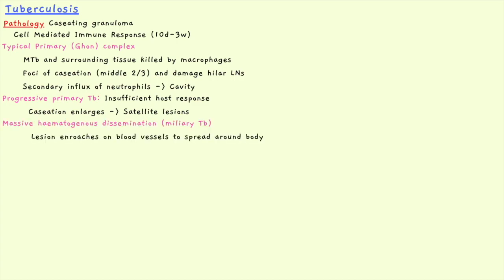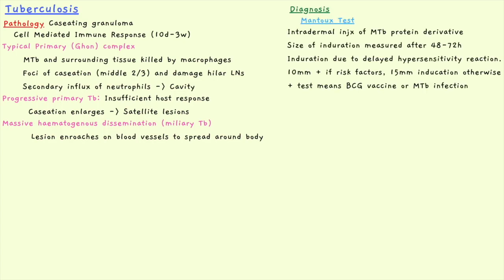If it spreads even more, you get massive hematogenous dissemination, or miliary TB, so essentially it gets into the blood because the lesion is so large that it encroaches on the blood vessels to spread around the body. This makes diagnosis very important.